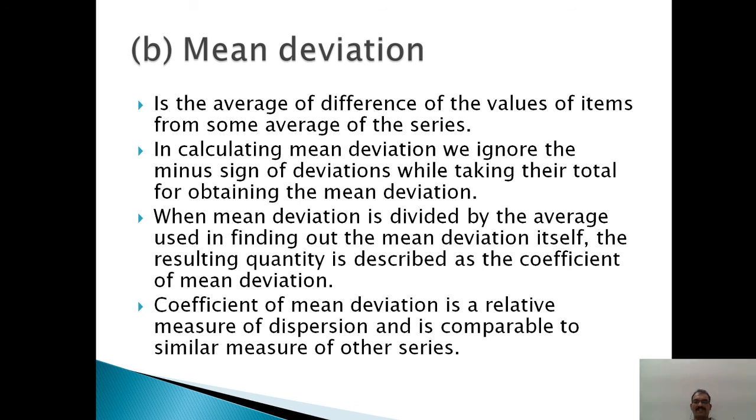Coefficient of mean deviation is a relative measure of dispersion and is comparable to similar measures of other series. So coefficient of mean deviation is a relative measure and mean deviation is an absolute measure of dispersion.